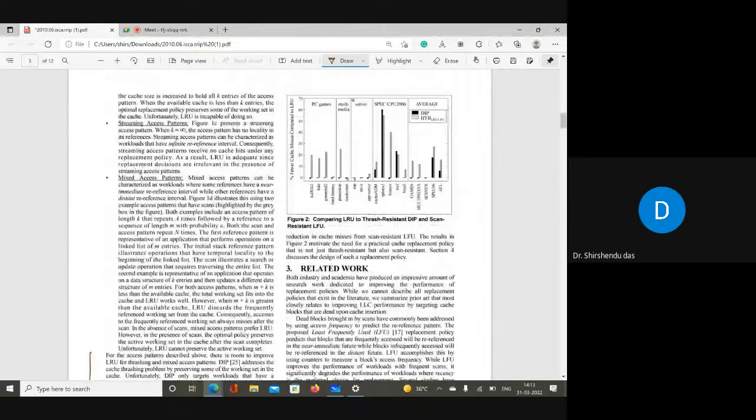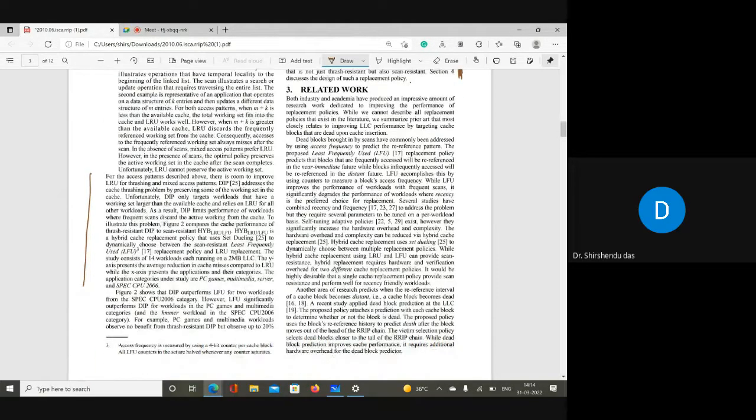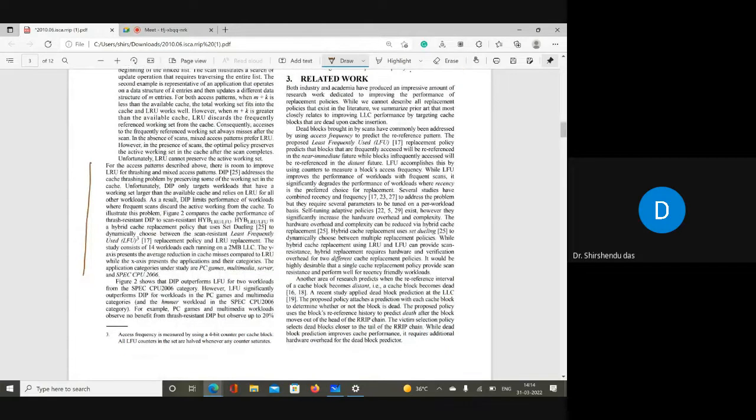They have shown a graph in their motivation section showing how DIP fails to perform well if the application has a mixed access pattern. That's why, at the end of this section, they mention why they were motivated to propose a new replacement policy. Why? Because there are some problems with DIP; it cannot handle everything. So after this, maybe you can skip the related work section. It is not important here.